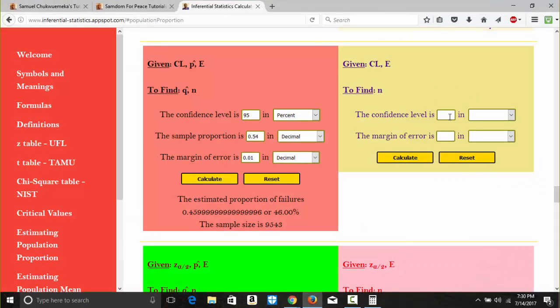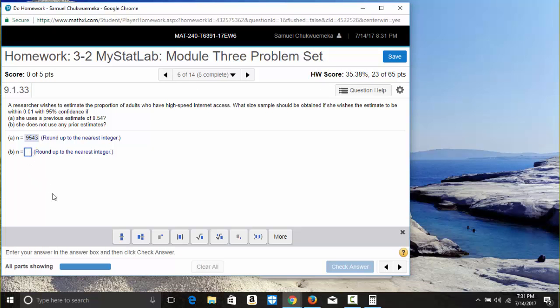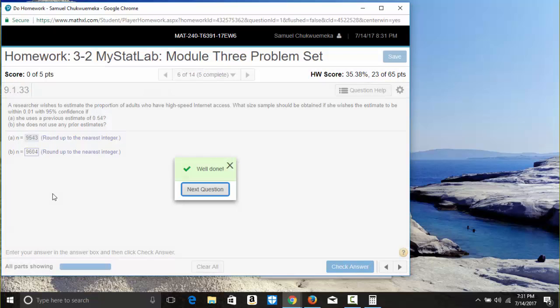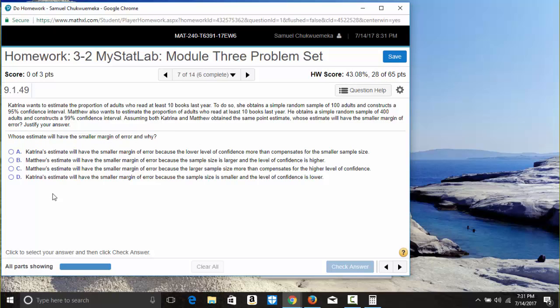And then if she doesn't use any prior estimates, so in this case, no sample proportion, we're going to come and use this one here. So this is still 95% confidence level, margin of error 0.01, and put decimal. Calculate. And the sample size here is 9604. Okay? Then it says, oh, this is another question.